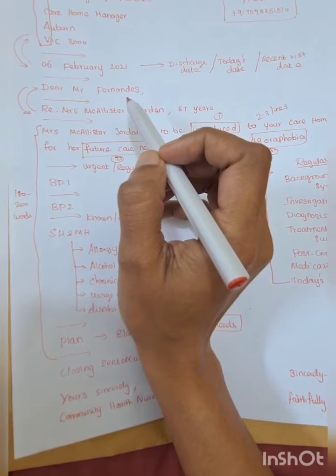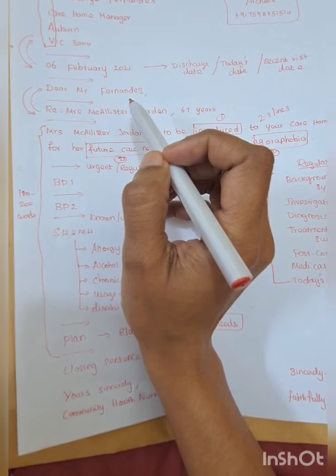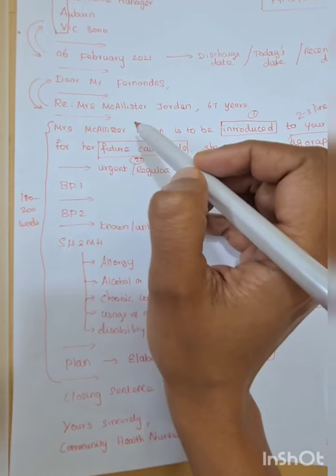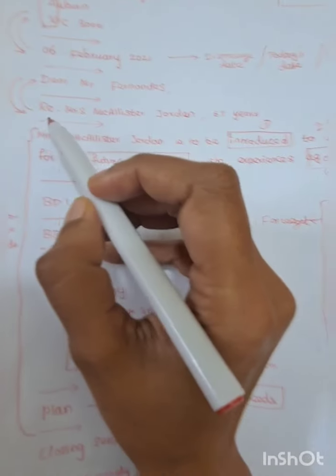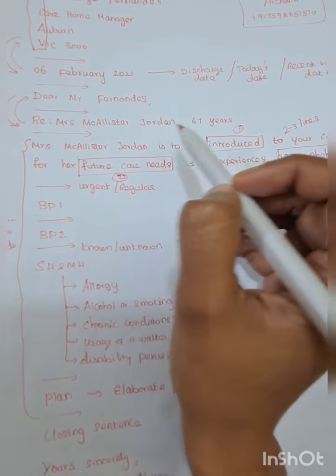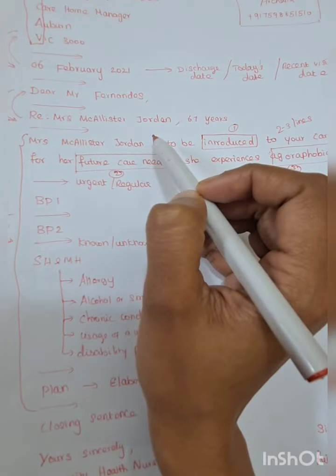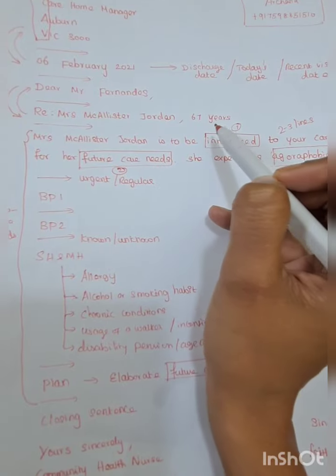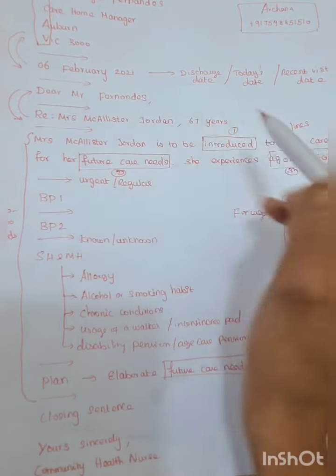Sometimes we write the letter to an information section, where you cannot address with a name or role, so you can use Dear Sir or Madam. Next comes your regarding line, regarding whom you are writing. Write the complete name: Regarding colon Mrs. McAllister Jordan, 67 years. Complete name of the patient and age. If age is not given, you can use DOB, colon, and provide it in the same format.